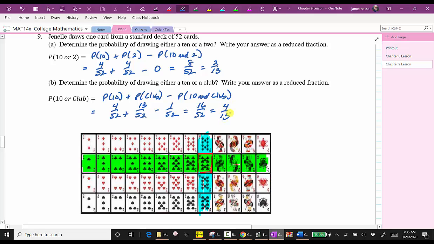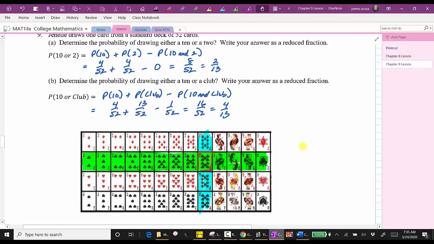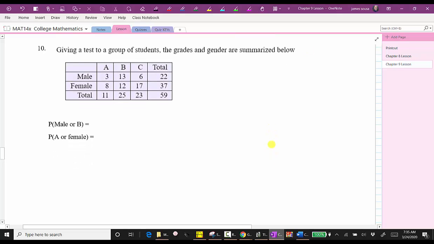Let's take a look at one more example of OR probability. This time we'll use the table where again we have test scores for males and females. If one student is selected at random, what is the probability the student is male or received a B? This is equal to the probability of selecting a male student plus the probability of selecting a B student minus the probability of selecting a student that is male and received a B.